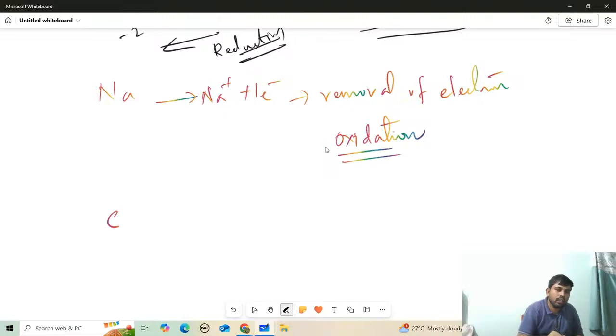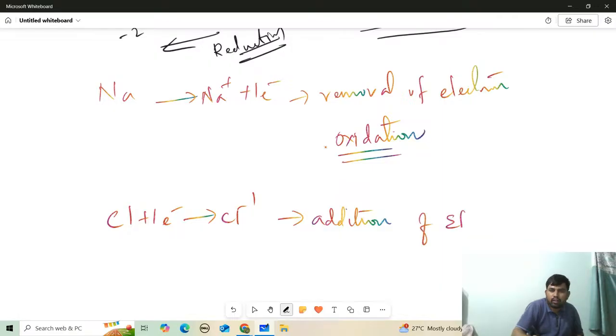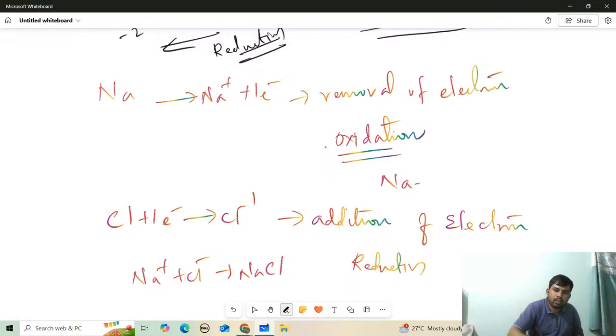Similarly, if I take Cl gaining one electron from sodium, it becomes Cl minus 1. So I can say addition of electron, you can say it will be which process? A reduction process. That's why if I combine together, I can write here Na plus Cl gives rise to NaCl. So it will be plus 1, minus 1, 0, 0. 0 to plus 1 is the oxidation process, 0 to minus 1 is the reduction process.